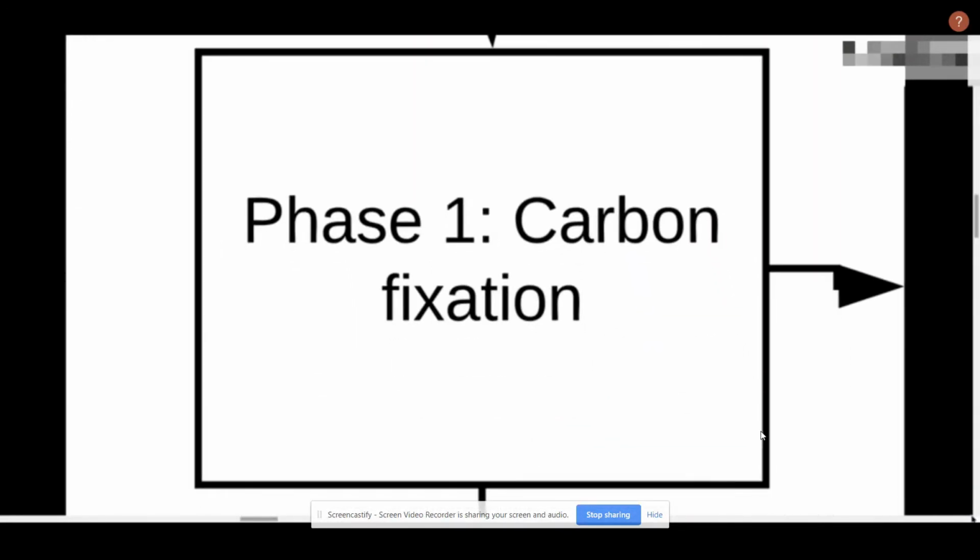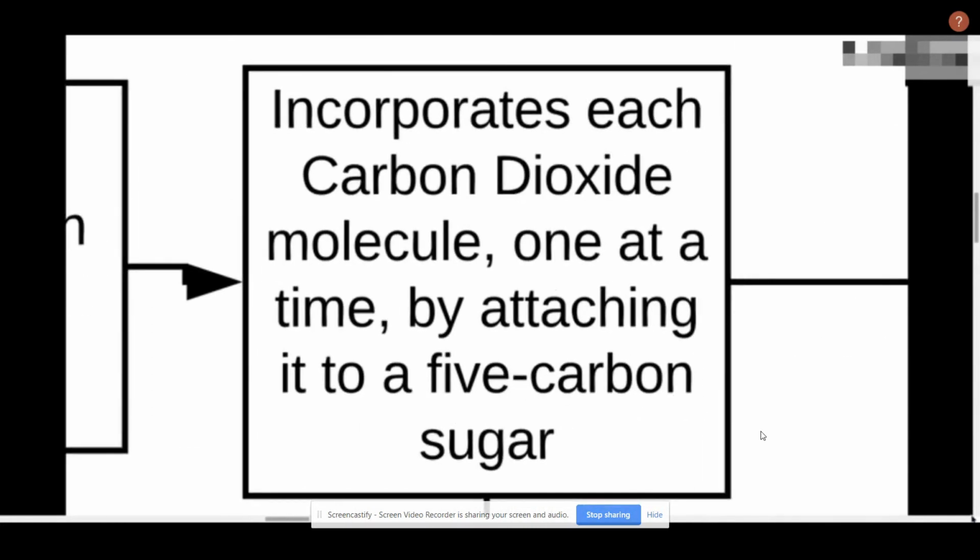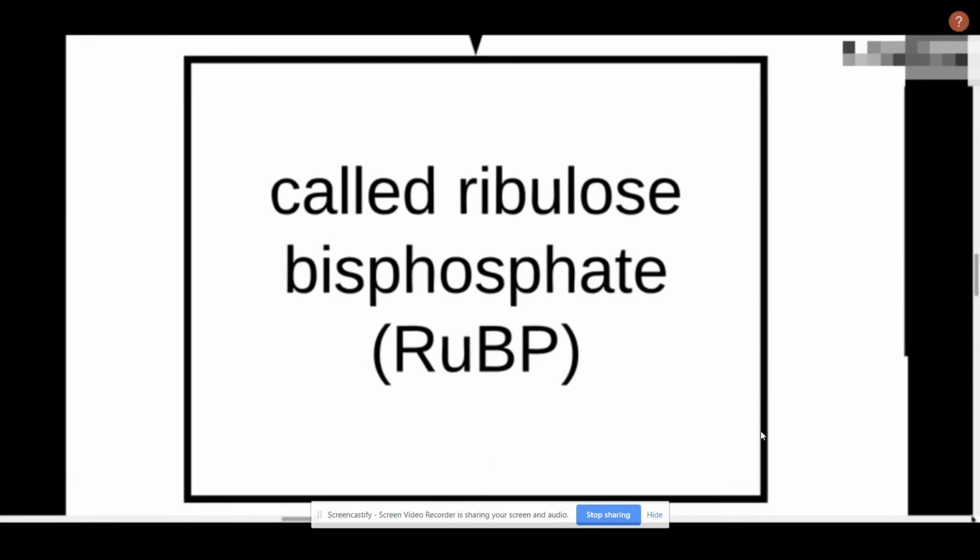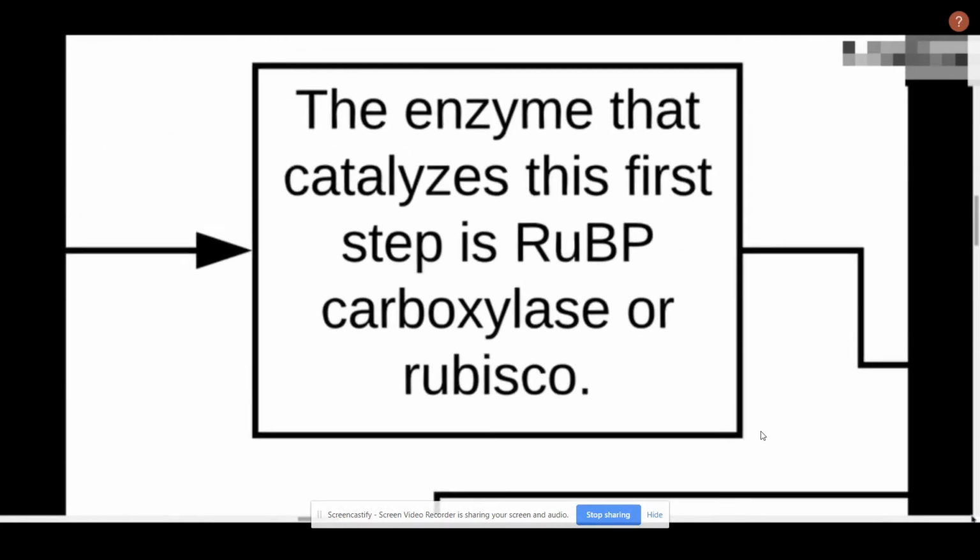Next is the Calvin cycle, which has phase 1, carbon fixation. It incorporates each carbon dioxide molecule one at a time by attaching it to a 5-carbon sugar called ribulose bisphosphate.